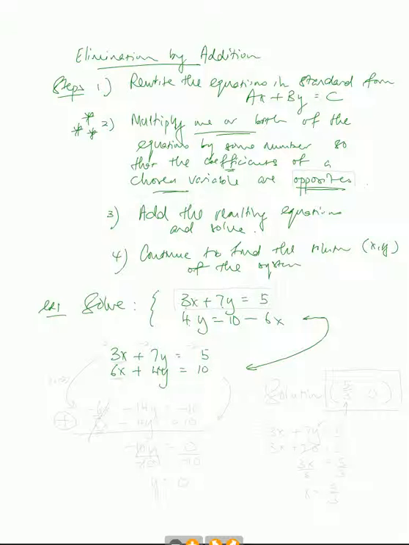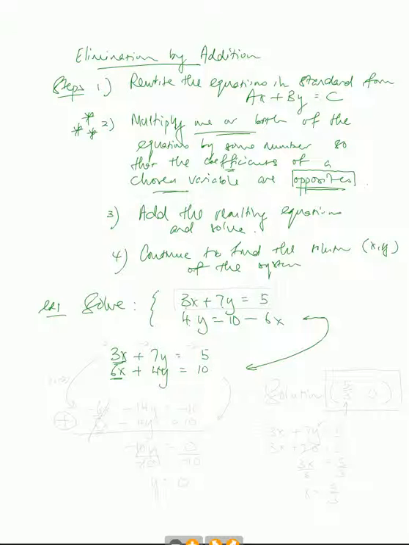Now the next thing, in step 2, is telling you to multiply one or both equations by some number. So first and foremost, let's decide which variable you're trying to eliminate. And if I'm looking at eliminating x, for example, then I need to make sure the coefficients, that's the number in front of x, have to be opposites. Okay, so that's the key. They have to be opposites.